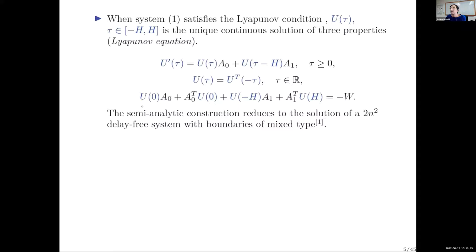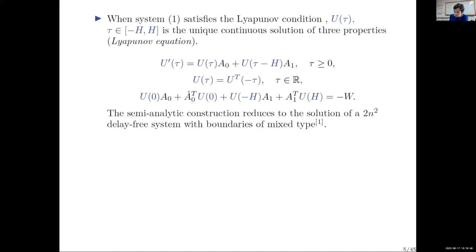This system of equations, not always, can be solved. In the single delay system, the construction reduces to the solution of 2n square, n is the dimension of the system, delay-free system with boundary conditions of mixed type, which are the last equation, the algebraic equation. And we can see that, for example, if you put A1 equal to zero, the algebraic equation collapses into the Lyapunov equation. Okay, so everything works fine.